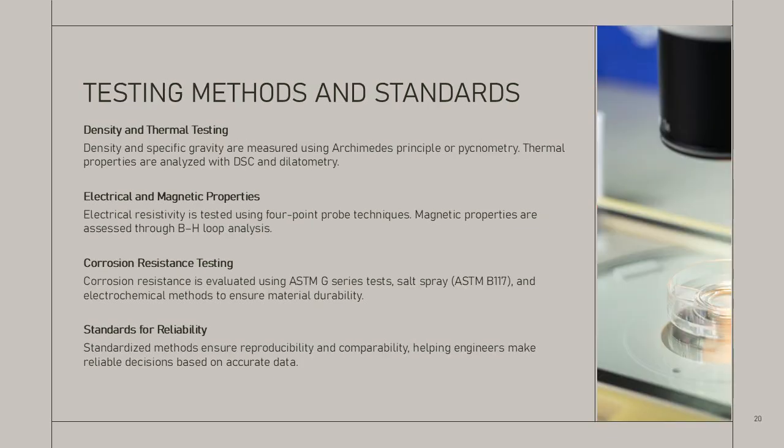Property measurement follows standardized methods: density and specific gravity via Archimedes' principle or pyknometry, thermal properties using differential scanning calorimetry, or DSC, and dilatometry, electrical resistivity with 4-point probe techniques, magnetic properties through B/H loop analysis, corrosion resistance via ASTM G series tests, salt spray or ASTM B117, and electrochemical methods. Standards ensure reproducibility and comparability, enabling engineers to make informed decisions based on reliable data.